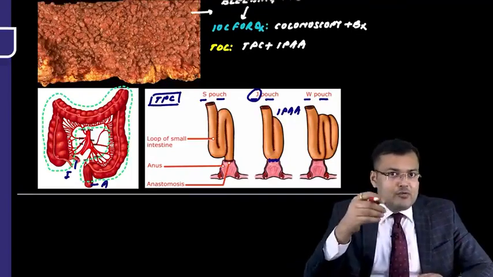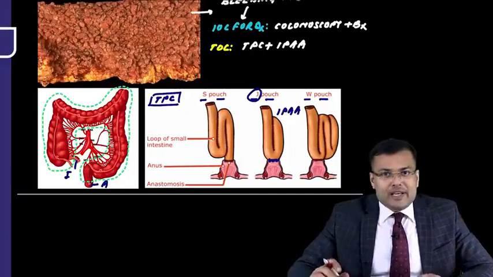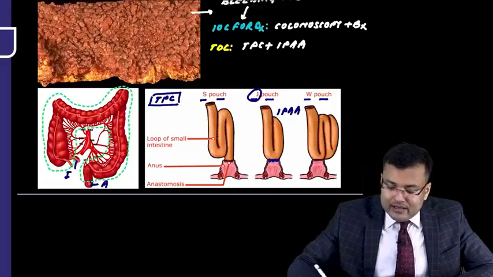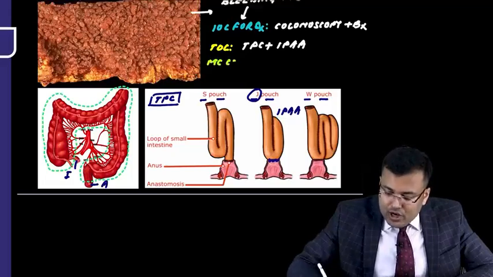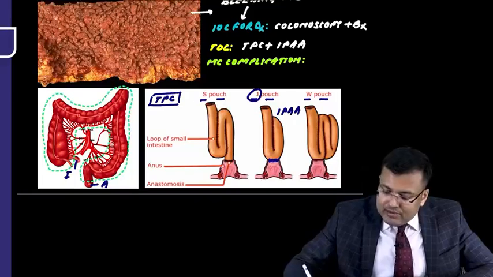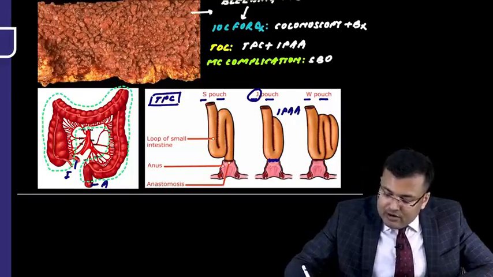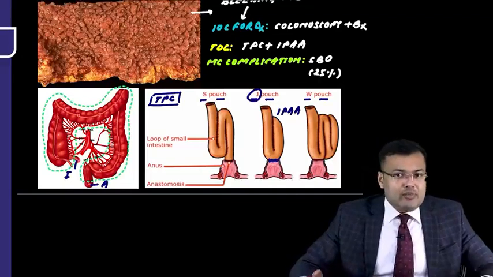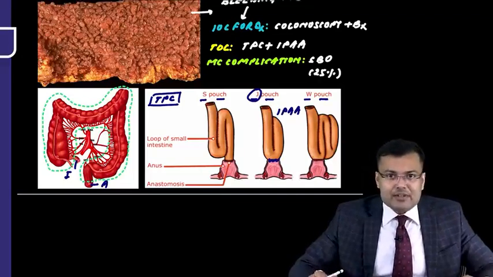Rectum is also being removed. So what is the post-operative complication? Most common complication is small bowel obstruction. Since pelvic surgery is being done here, the most common complication is small bowel obstruction, and it is seen in 25% of patients.